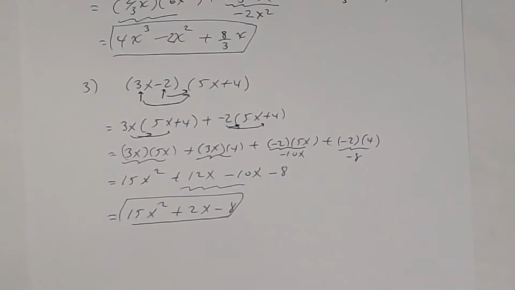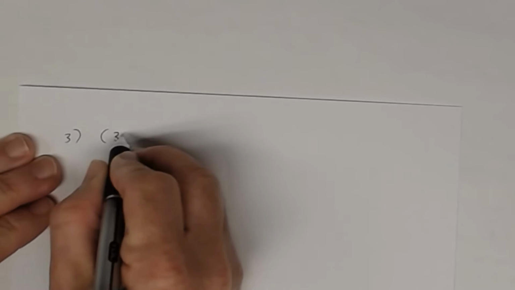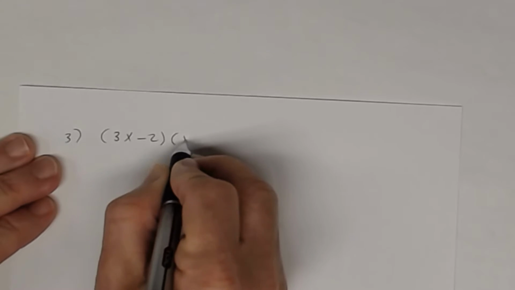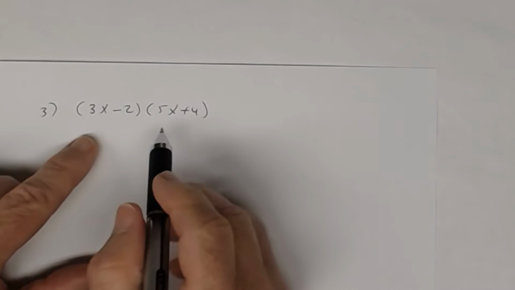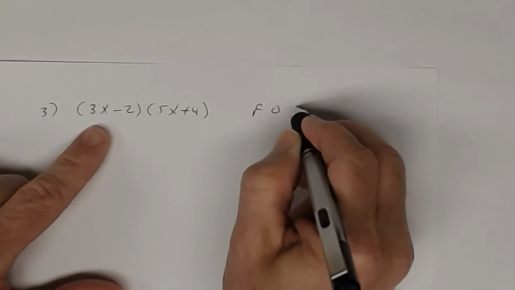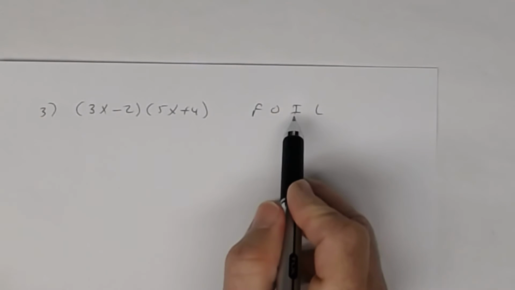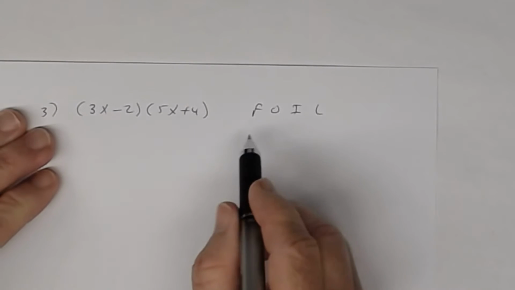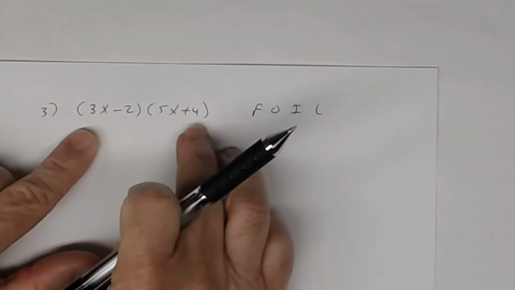Now, the other way you learned, let's look at number 3 again. Let's go ahead and rewrite it. So you get 3x minus 2 times 5x plus 4. The other way was to use the FOIL method. Whenever you have a binomial times a binomial, you can use what's called FOIL: first, outer, inner, last. Remember that you can only use FOIL if you have a binomial times a binomial.